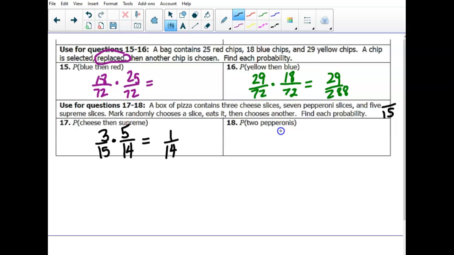Two pepperonis, what happens there though? The first time is 7 out of 15, but then it goes down to what? 6 pieces left out of 14 to choose from. 2, 3, is that 1/5? I know I'm going quick.